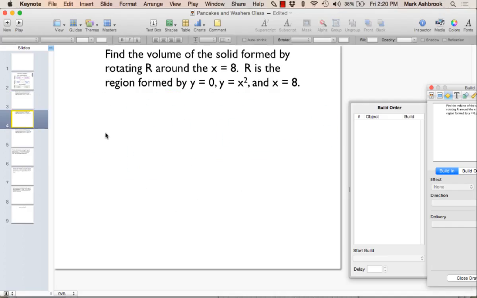Okay, so now we want to rotate it around x equals 8. Instead of rotating it around the x-axis, we want to rotate it around x equals 8. Same region. This time I'm going to show it a little more realistic here. If it was 8, this is more realistic, but still not quite to scale. We're going to take that same region R, which we had before, and now I'm going to rotate it around x equals 8. So we're going to rotate it around this axis here.